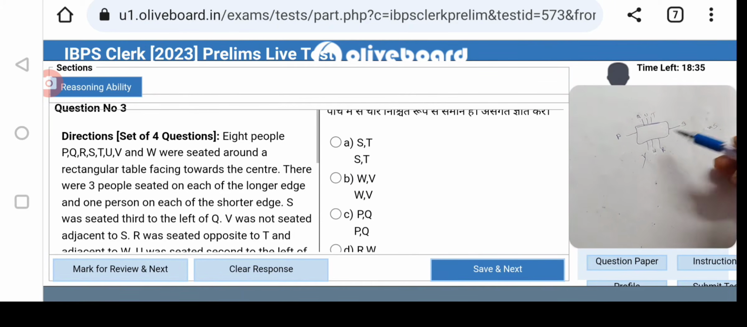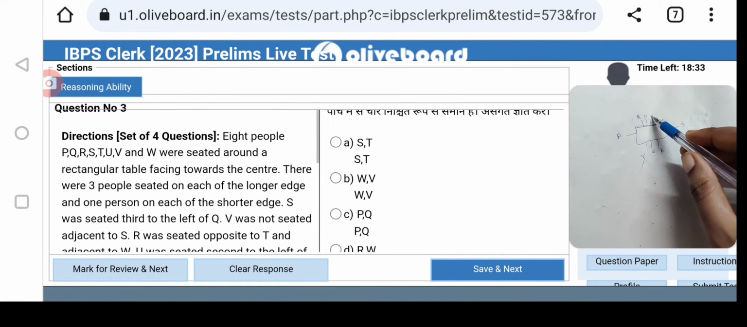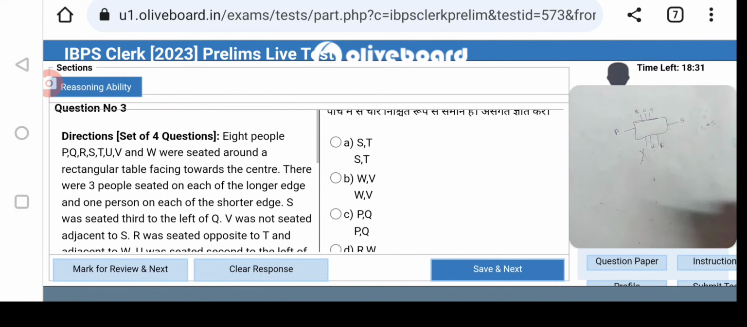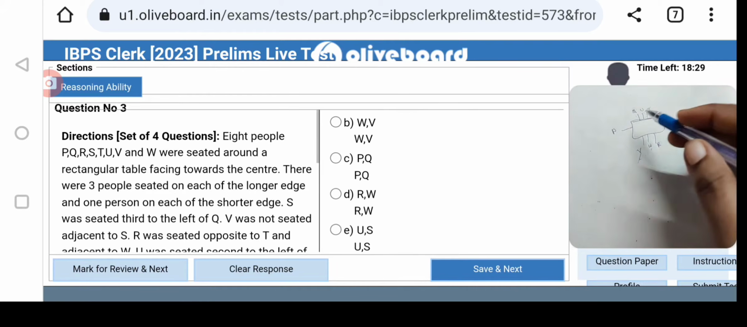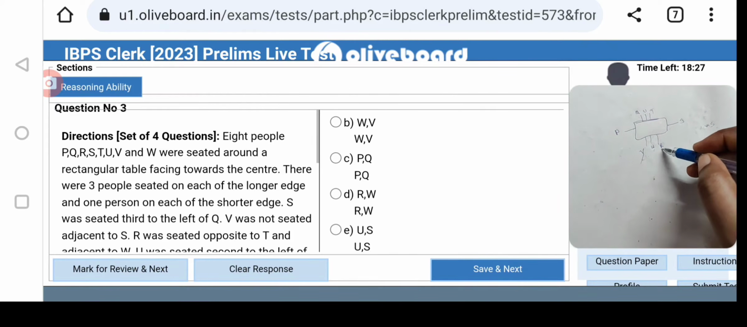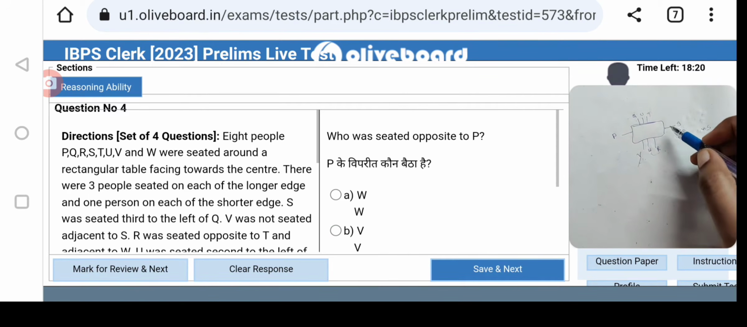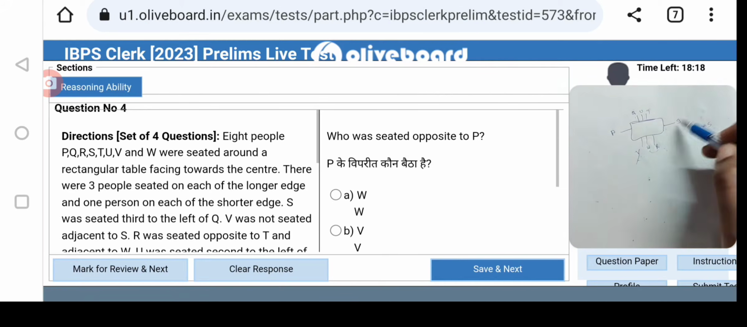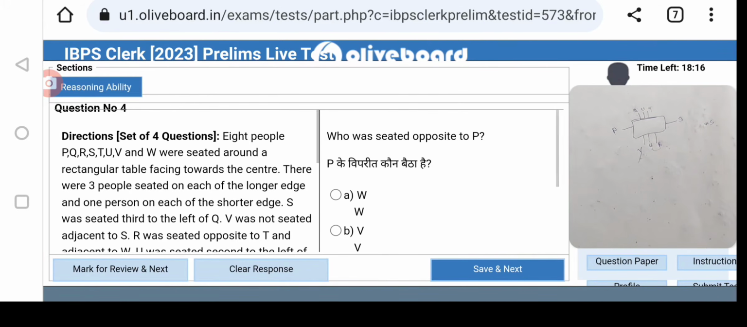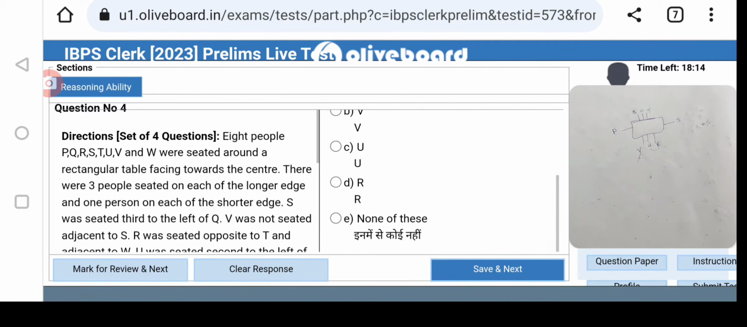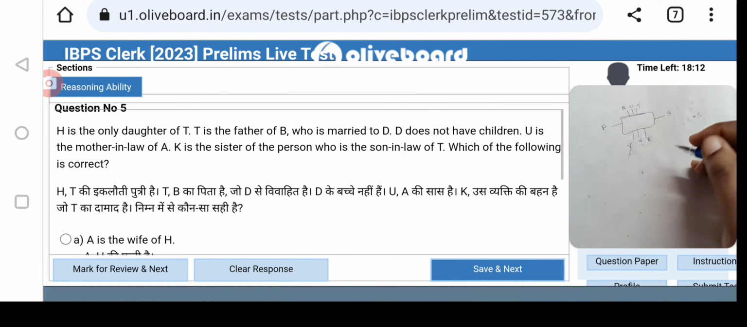Which of the following: ST adjacent, WV adjacent, and PQ or W also same side. So US have in between 1 opposite to P, that is S. So I think it's none of these.